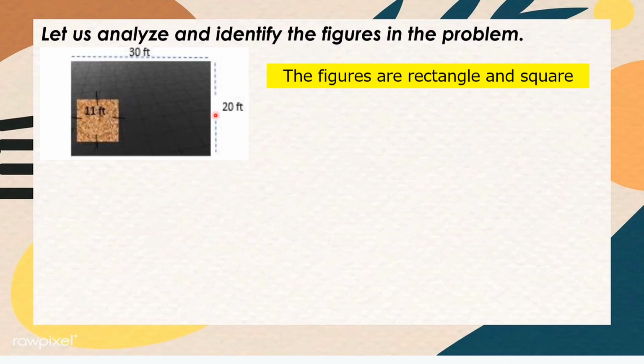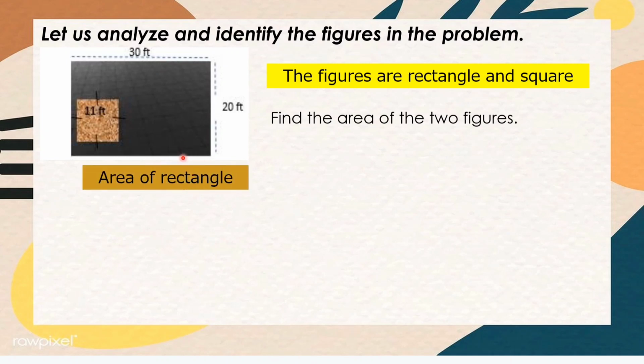So, we're going to find the area of the two figures. First, let us get the area of the rectangle. From our review, the formula that we're going to use is L times W, or length times width. What is the length? We have 30 feet, and the width is 20 feet. So we have 30 times 20. The answer there is 600 square feet.